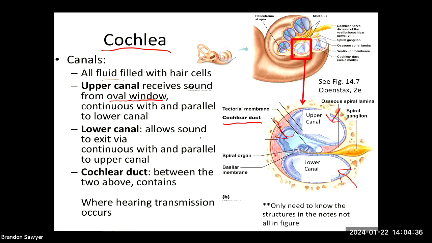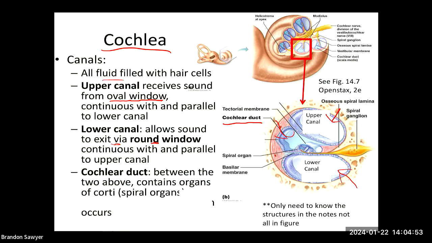And then the lower canal is what's going to allow sound to exit our inner ear, exit our cochlea, through the round window. So the oval window is on top, connected to that upper canal, the round window down below, connected to the lower canal. And then the cochlear duct is in the middle, the one between the two. It contains special little structures called the organs of Corti, also known as the spiral organs. This is where hearing transmission occurs. This is where we find those hair cells, in that middle cochlear duct in the organs of Corti.